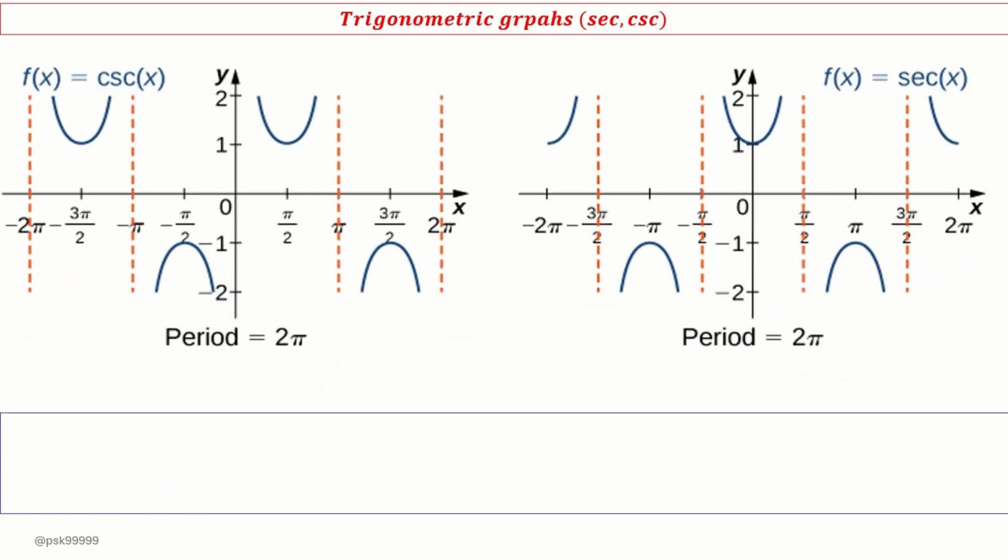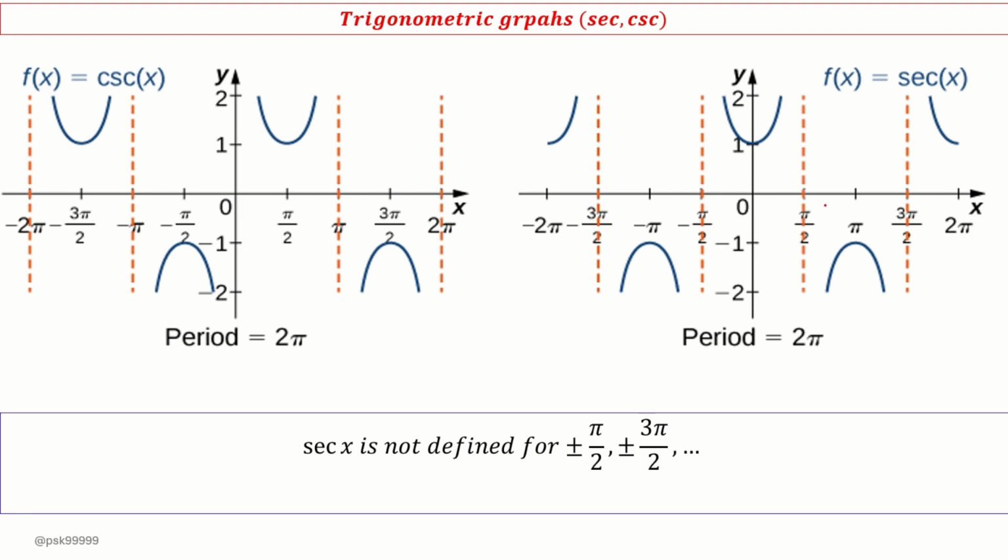Now let's see the trigonometric graphs again, secant and cosecant. They look something like this. If you clearly see, again there is just a shift of 90 degrees. There is no other difference. Secant x is not defined for pi by 2, plus or minus pi by 2, plus or minus 3 pi by 2 and so on.